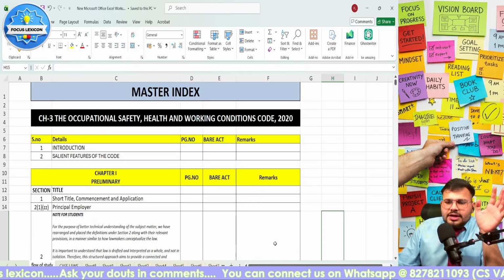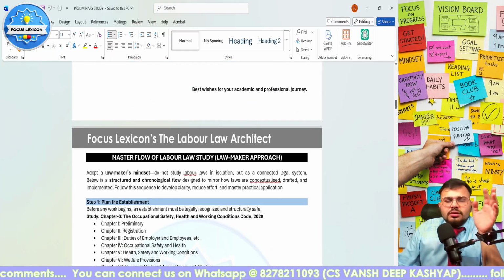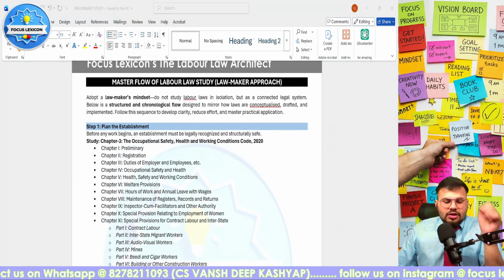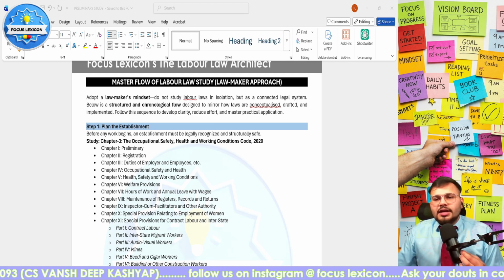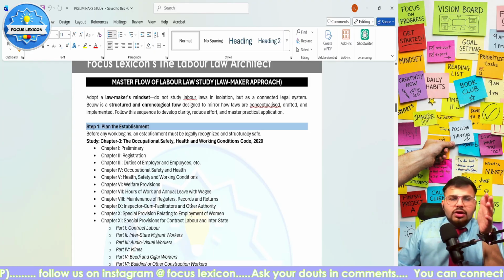And we have arranged this in a method that it is very easy for you to spot the topics, because law is never read in isolation. Law is always read in context. Law हमेशा context के साथ पढ़ा जाता है. Law कभी भी isolation के अंदर नहीं पढ़ा जाता. So we have designed the whole context for you.